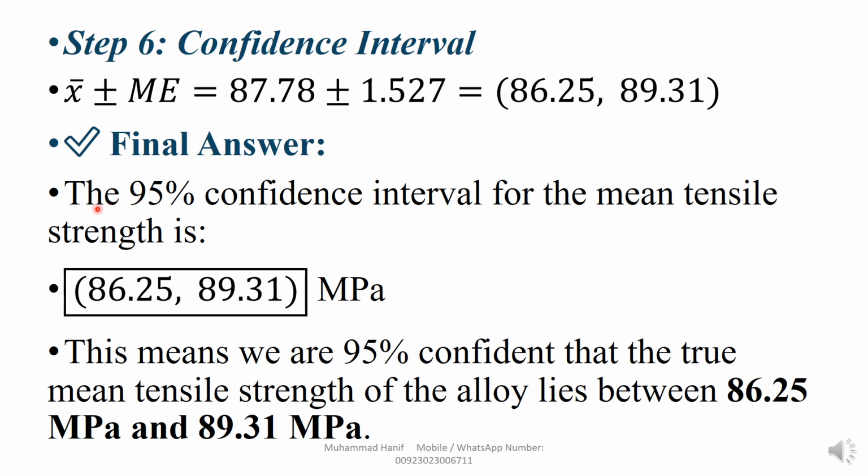Final answer. The 95% confidence interval for the mean tensile strength is 86.25 to 89.31 MPa. This means we are 95% confident that the true mean tensile strength of the alloy lies between 86.25 MPa and 89.31 MPa. Okay, thank you.